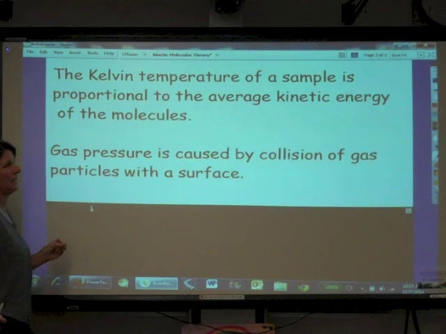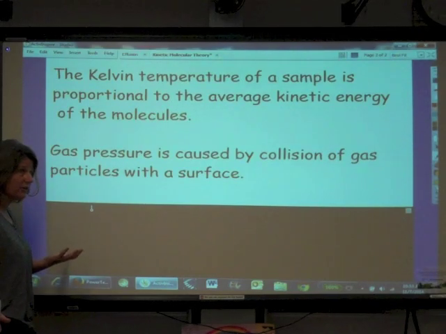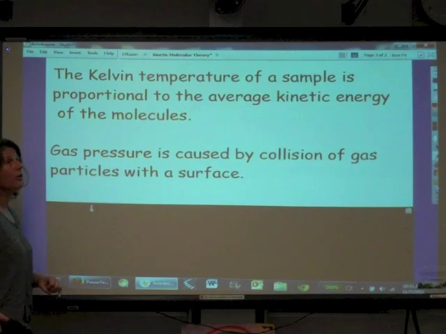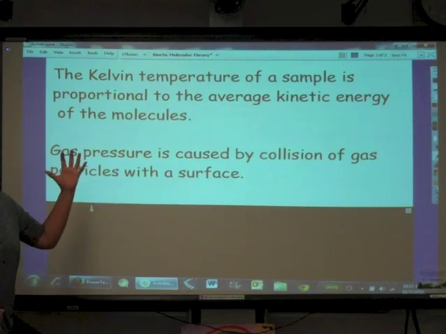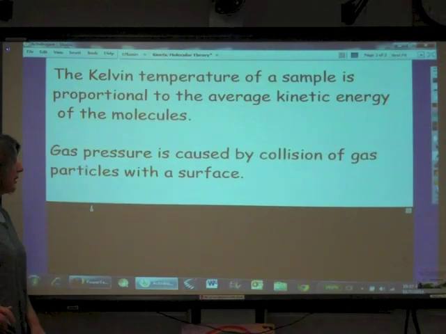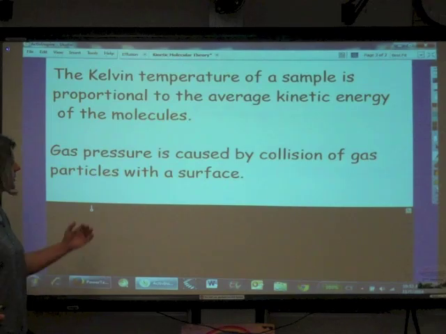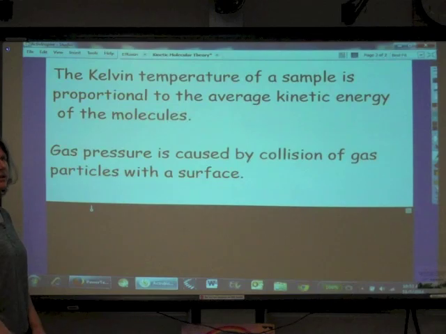That is what's causing gas pressure, is the collision of gas particles with either the inside surface of the container, if we're talking about the pressure of the gas within, or if we're talking about the pressure on the outside of a container, we're talking about the collision of the outside gas molecules with the outside surface of the container. Atmospheric pressure, air pressure, is pressing on us, of course, from the outside. And where does that come from? The collision of all the air molecules with us.